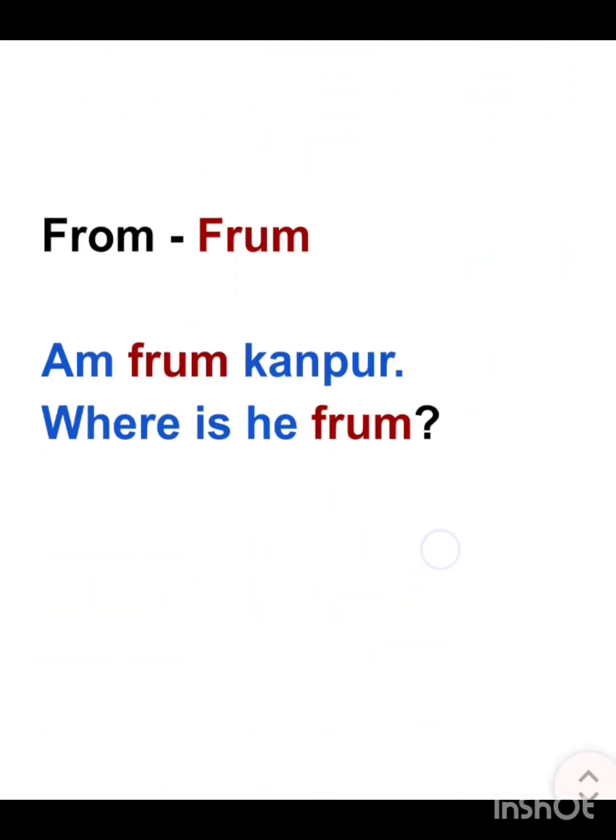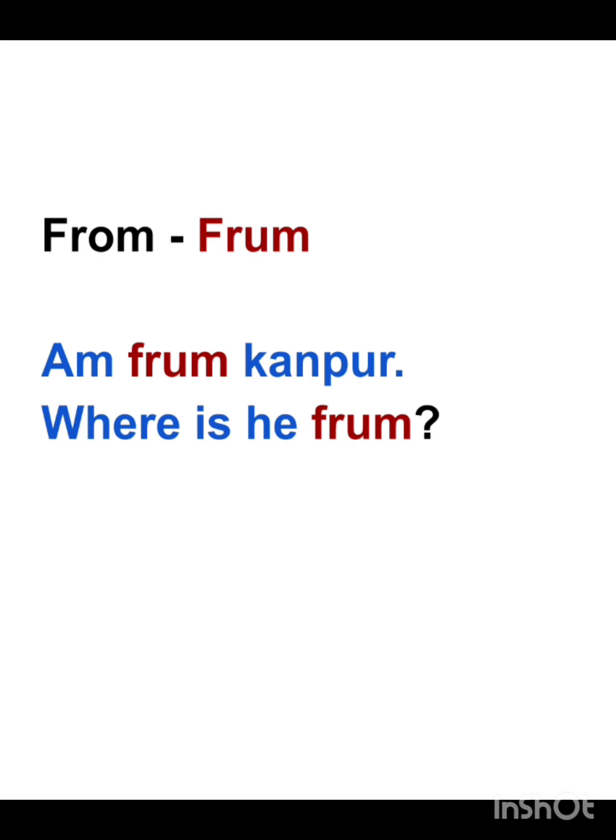Okay. Next one, from. We can say from. I'm from Kanpur. Where are you from? Where is he from? So it is our trick. We are using from here, but not for written. We have to pronounce it only, not in written we can use. I'm from. You're from. So you have to speak like this. Try to speak this. Have your practice.